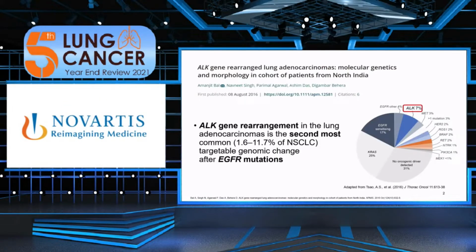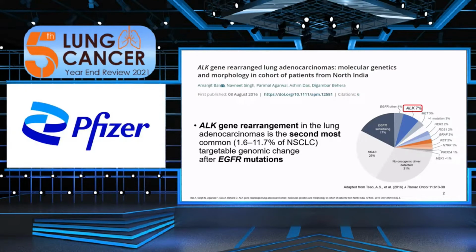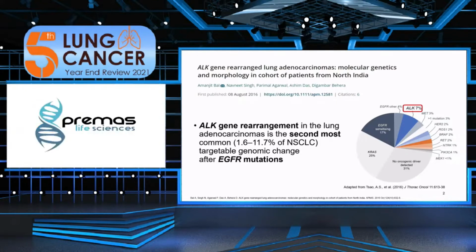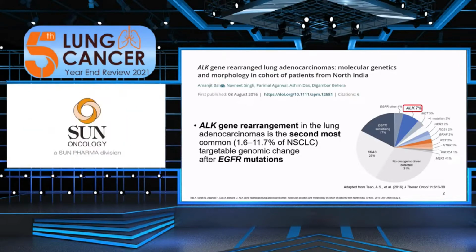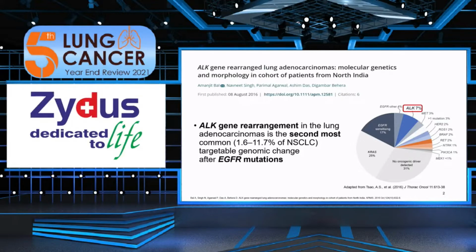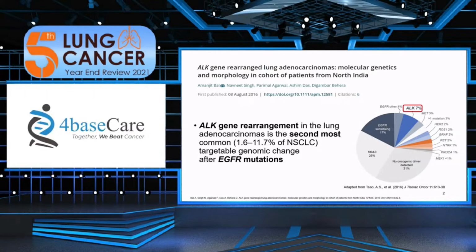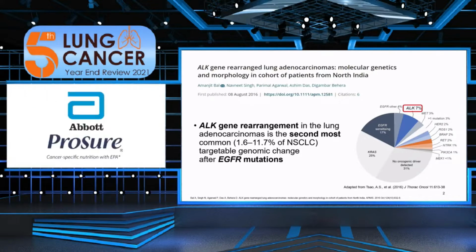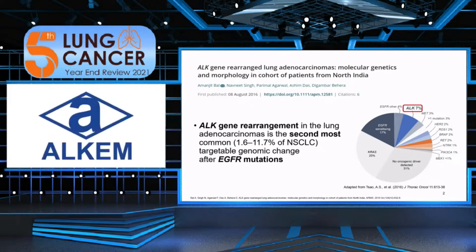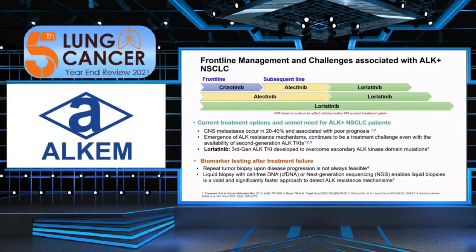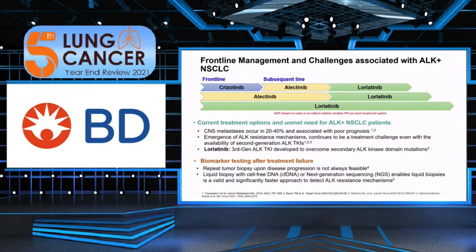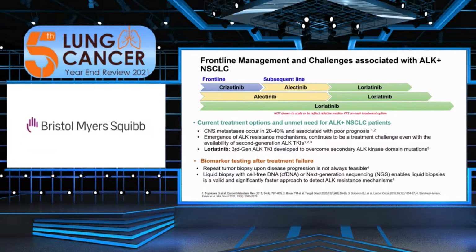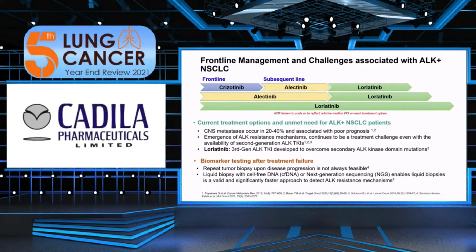So, as you all know, ALK gene rearrangement in lung cancer is the second most common target we see. Usually in Indian patients, it's around 10% of patients having this ALK gene rearrangement, and this is the frontline management and the challenges associated with ALK positive NSCLC: mostly crizotinib followed by alectinib and lorlatinib, and sometimes data is available.